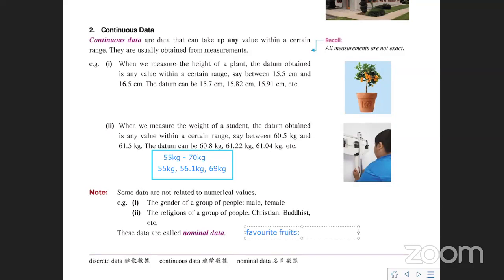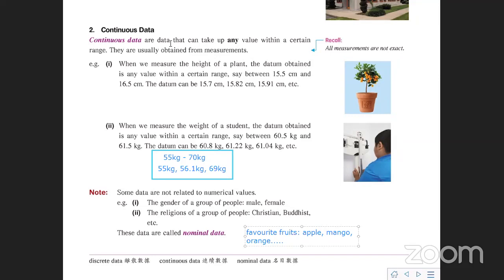Okay, if you want to collect some data about the favorite fruits of your classmates, then you may get answers like that: apple, mango, orange, something like that. This kind of data is another type, because they are not numbers.